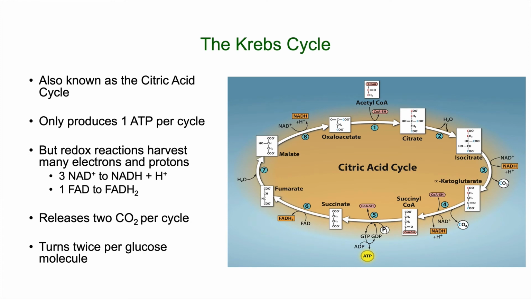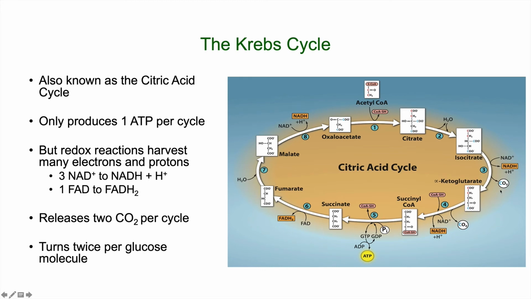The next step of aerobic cellular respiration is the Krebs cycle. This is also known as the citric acid cycle. And each time we go around this cycle, we're only going to get 1 ATP. So not a lot of ATP generated here. But there's going to be a bunch of redox reactions where we're going to harvest a lot of protons and electrons, 3 to NADs to form 3 NADH plus H pluses, and 1 to an FAD to form FADH2. There's potential energy in all of these.